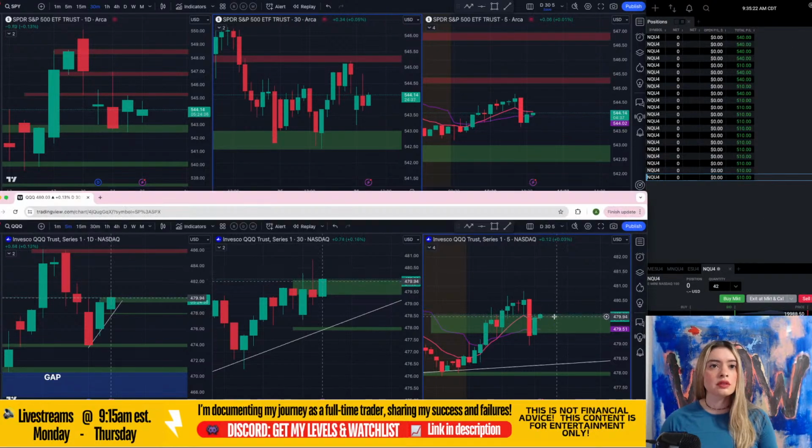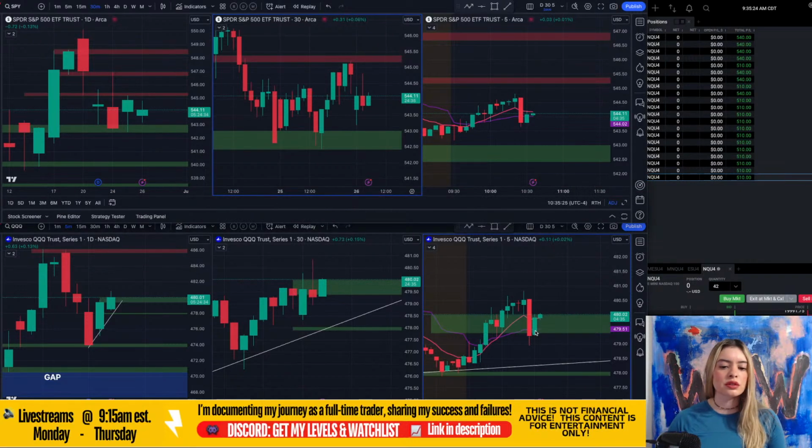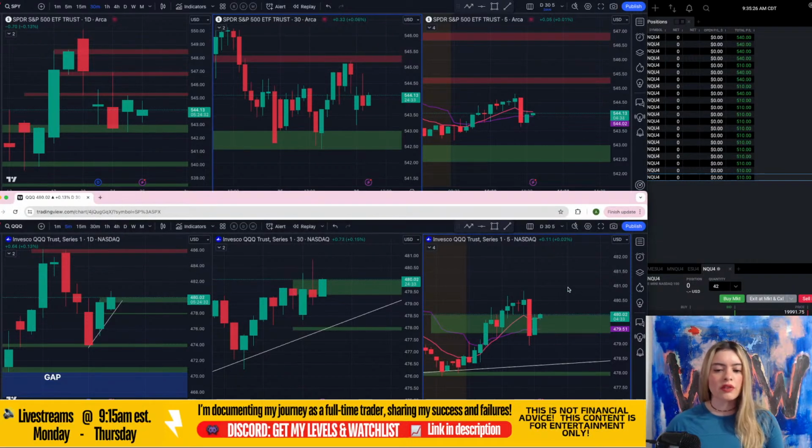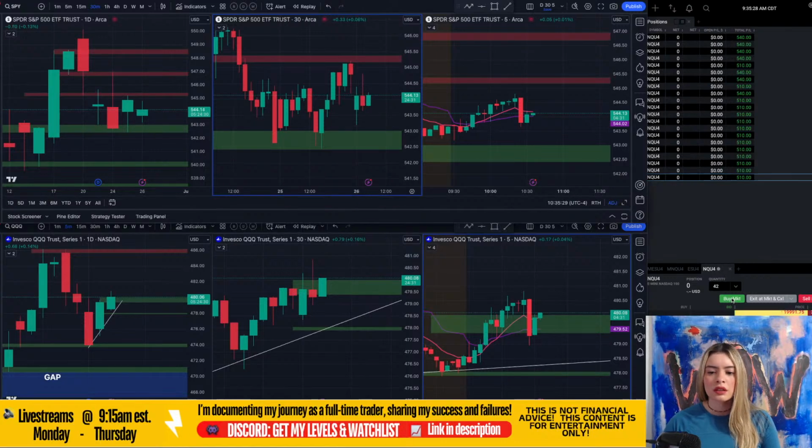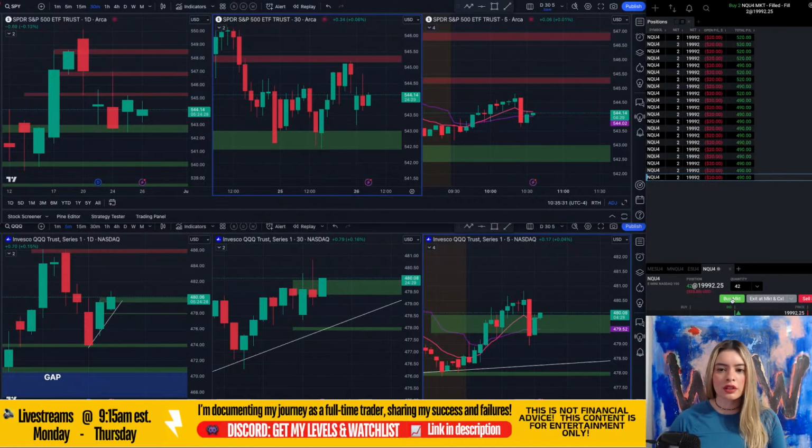Okay, so the Q is definitely looking like it wants to hold the VWAP and 480. I'm going to try here, go long on the Q. My daily strategy: just wait. My strategy for everything is just waiting until I see my levels working out. That's it.